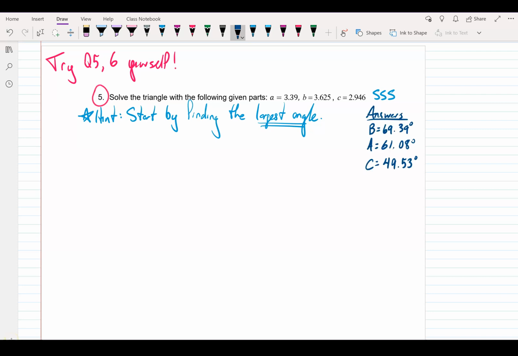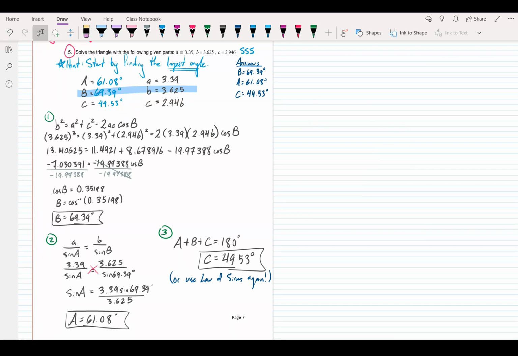So I just popped up the answers there to the side. That's what you should be comparing your work to, assuming that you've tried it yourself. And now I'm going to just write out my full solution for this, and hopefully it'll make some sense to you. Here it is. So take some time to pick through that. Notice at the very first step, number 1, I used the law of cosines to solve for the missing angle B.